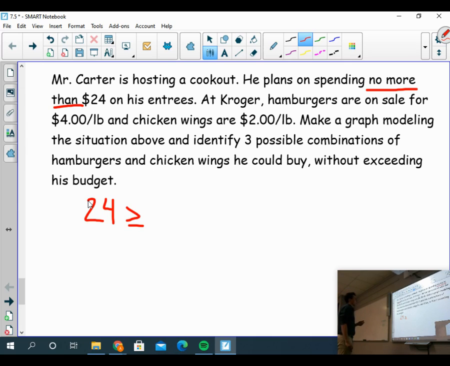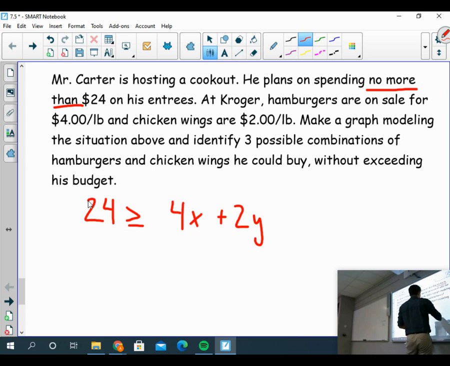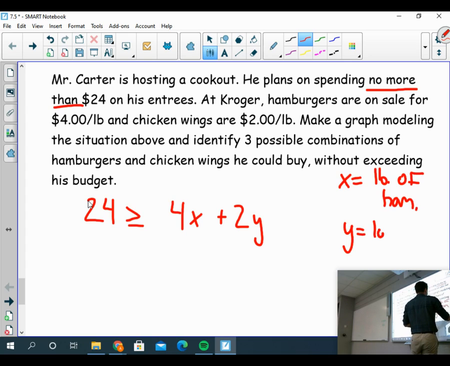Now I need to figure out what's making up my $24. Well, I'm buying hamburgers and chicken wings for my entrees, and that's what the $24 is for. I know that hamburgers are $4 a pound, and chicken wings are $2 a pound. But what I don't know is how many chicken wings and how many hamburgers I buy. So maybe I put some variables in there, and again, I'm using X and Y. I want to make sure I label them. So maybe X is my number of pounds of hamburger I get, and Y is the number of pounds of chicken wings I get.